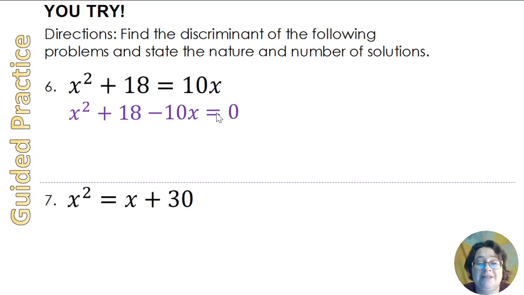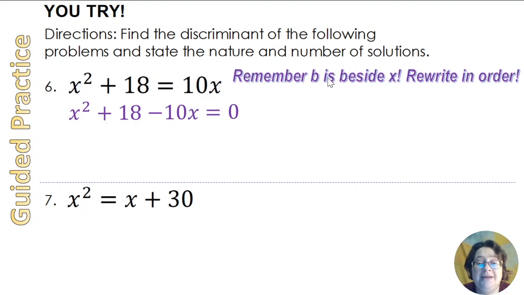Now, remember it's ax squared plus bx plus c. So I usually write them in order. B is beside x, so if we rewrite in order, that does help. So I'll keep x squared minus 10x plus 18 equals 0. Now, go ahead and find a, b, and c. Find our discriminant and number and nature of solutions for 6 and for 7. Pause here and hit play when you're done, and we'll check our answers.